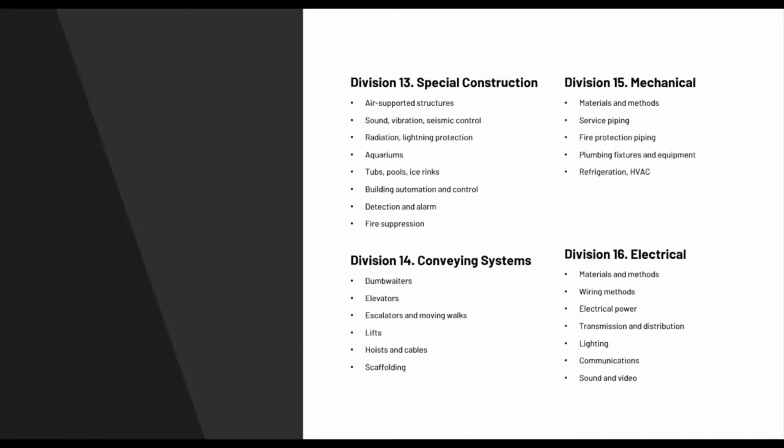Next set of divisions, you have division 13, special construction. So from the list, you can see special talaga. These are usually hindi sakop ng general contractor but a specialized contractor. For example, aquariums, tubs, pools, ice rinks, building automation and control, detection and alarm, fire suppression. Meron usually subcon na mas expertise niya yung ganitong part.